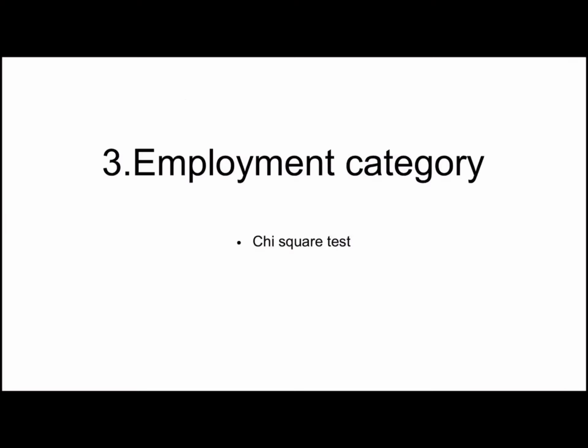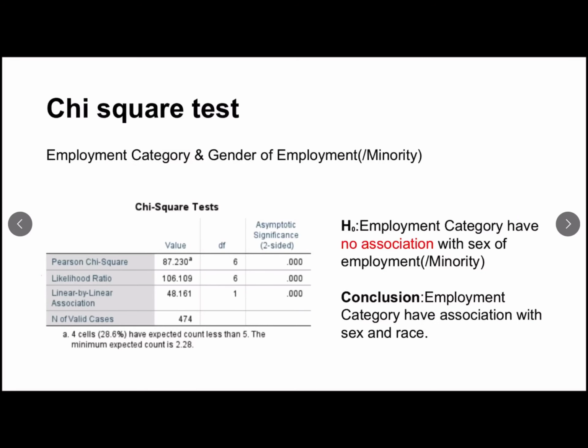And then the third indicator, which is the employment category. We are going to use the chi-square test to check the independence of the employment category and the gender and minority status of the employees. From the p-value, we can see that the employment category has significant correlation with sex and race, which means the company has its preference on gender and race for different job positions.